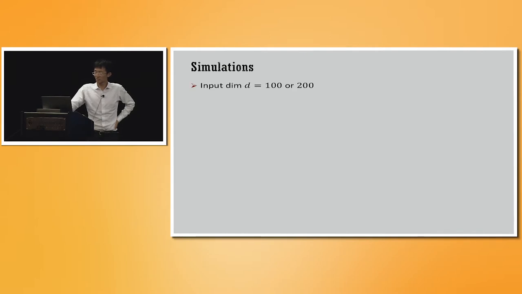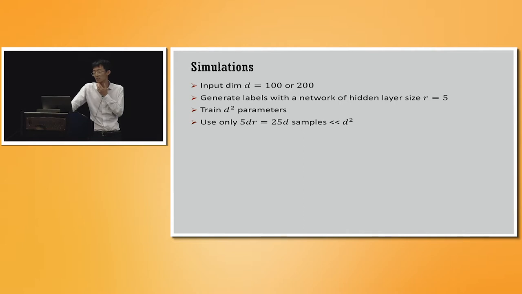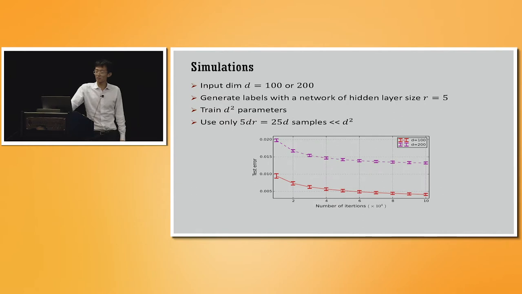Just a quick simulation to show this is indeed true in practice. Let's say we have input dimension 100 or 200, and we generate labels with a network of size r equal to 5. We use d squared parameters, so the hidden dimension has size d. And let's say we have only 5 times d times r examples, which is equal to 25d examples. So this is much bigger than d, much smaller than d squared, when d is about 100 or 200. In this setup, we can see that the test error still goes to a very small amount. When you use a small enough initialization, the test error goes below 0.005. This is the normalized test error, so the trivial test error would be 1. And we can see that the test error continues to go down as we train more and more. If you train longer, it still goes down.